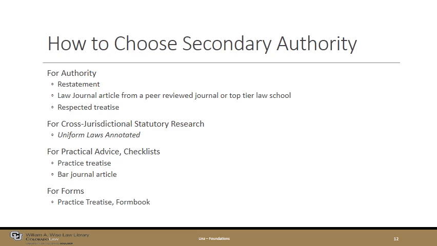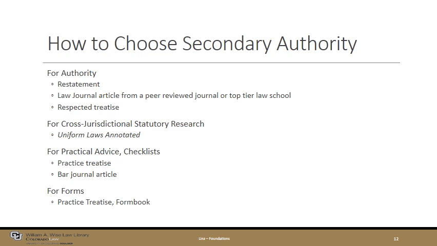If you're looking for practical advice, practicing law in a particular area, then that's the practice treatises. Those are great for finding checklists and other information on how to proceed for a particular area of law. Or a bar journal article. Those are particularly helpful too for understanding what the passage of a particular statute or case is in a particular jurisdiction. These are typically written by practitioners for other practitioners, and they're very, very good too.